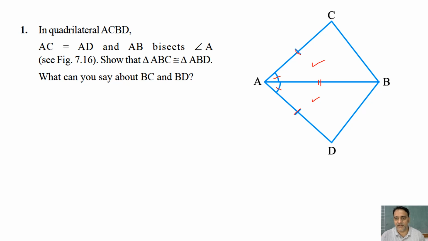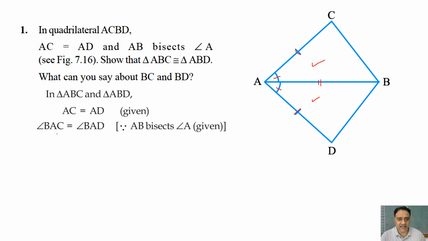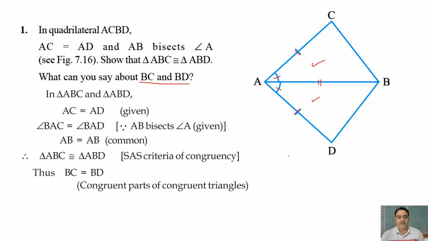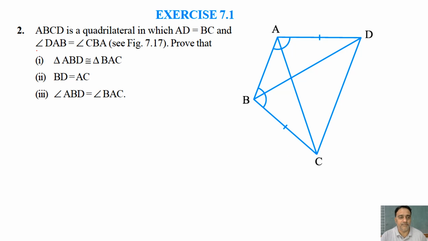SAS. Right, very good. SAS. चलो steps देख लेते हैं जल्दी से. AC, AD it is given and these two angles are equal because AB bisects angle A and these two sides are common. So therefore these two triangles are congruent by SAS criteria. So therefore BC is equals to BD. Why? CPCT. Right, CPCT.